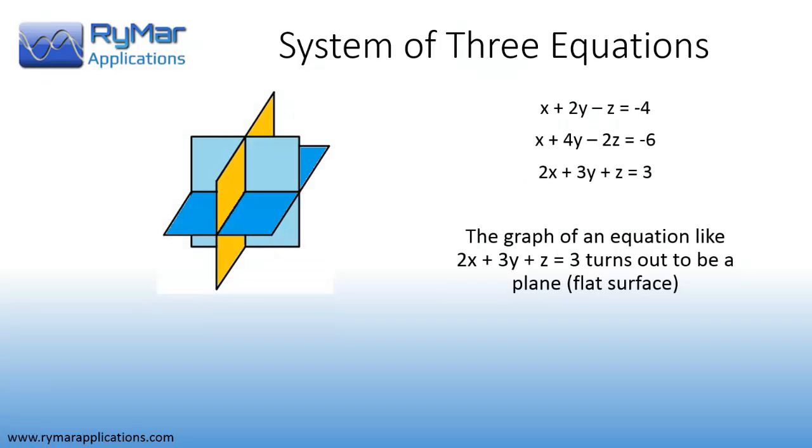Take a look at the picture here. We've got three planes. I've got the yellow, the light blue, and the dark blue. Now the equations off to the right would describe planes similar to those three.